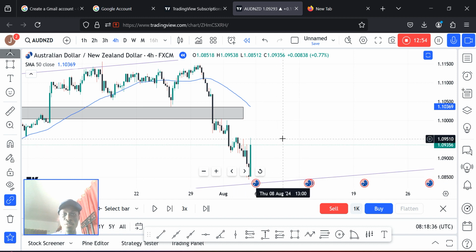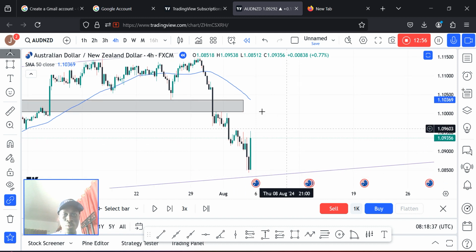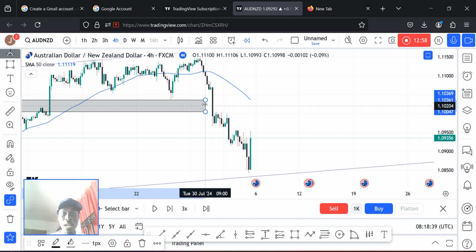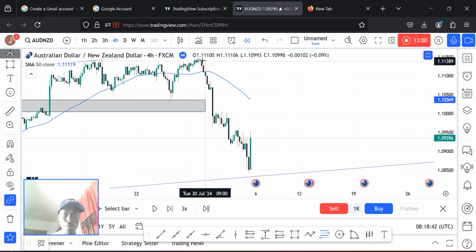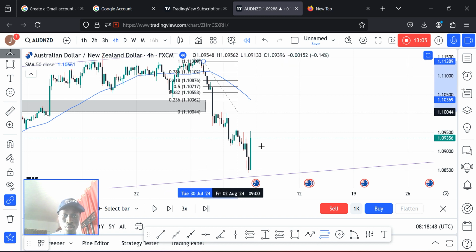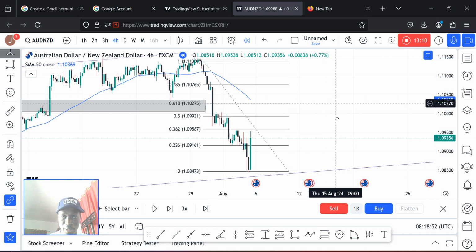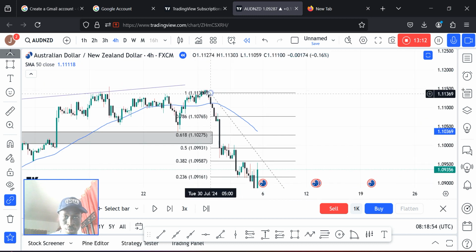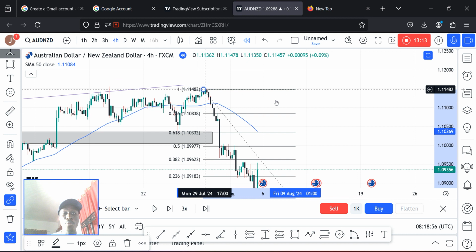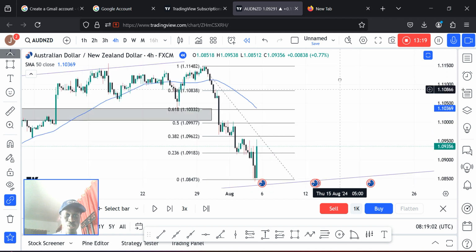So since we have gotten the rejection over here, what do we expect? Now we pull out our Fibonacci retracement tool from this whole zone to this whole zone where the market has gotten the recent rejections. So we pull the Fibonacci retracement tool from the current swing high to the current swing low.